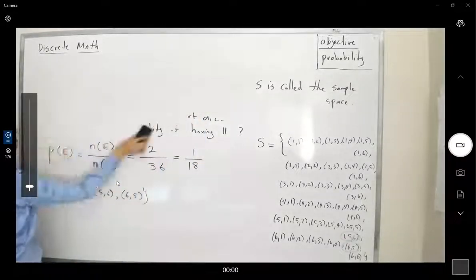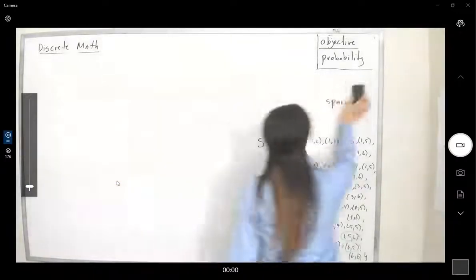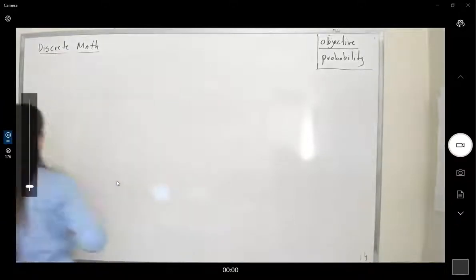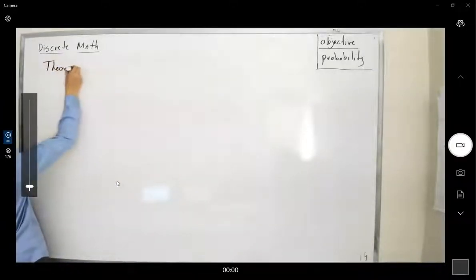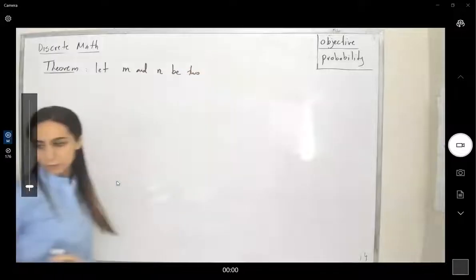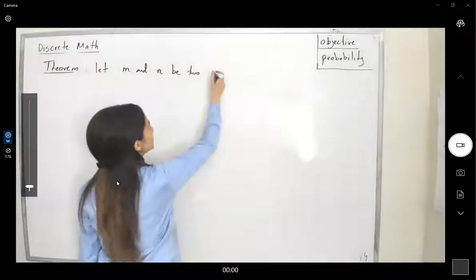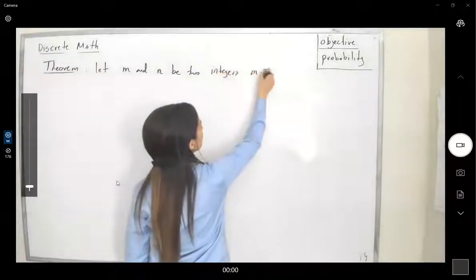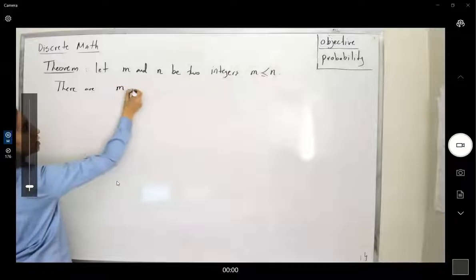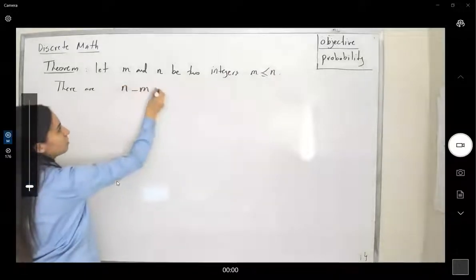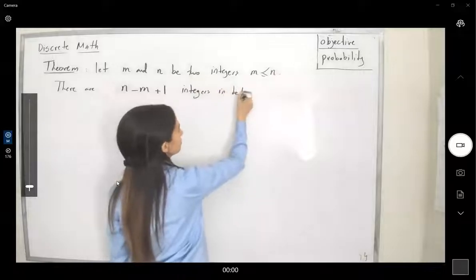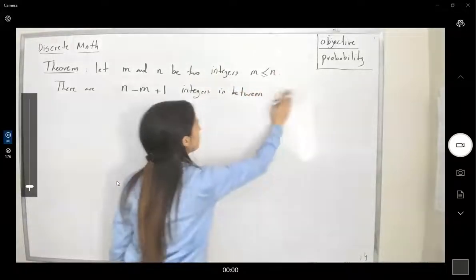And here. Let M and N be two integers such that M is less than or equal to N. There are N minus M plus 1 integers in between M and N inclusive.